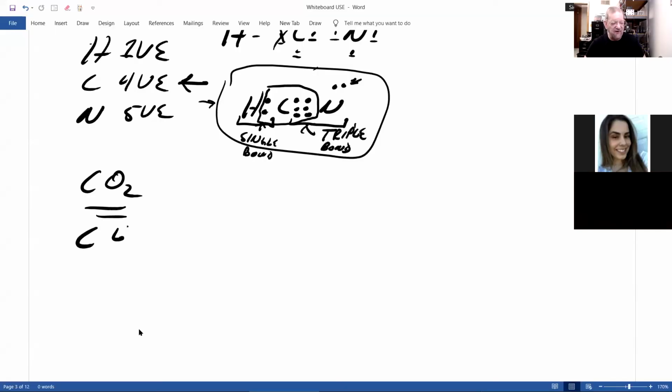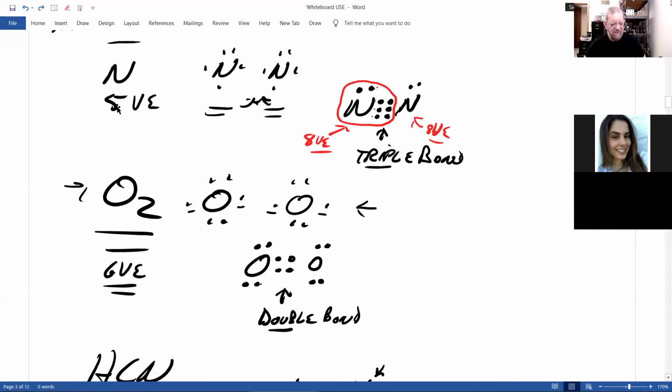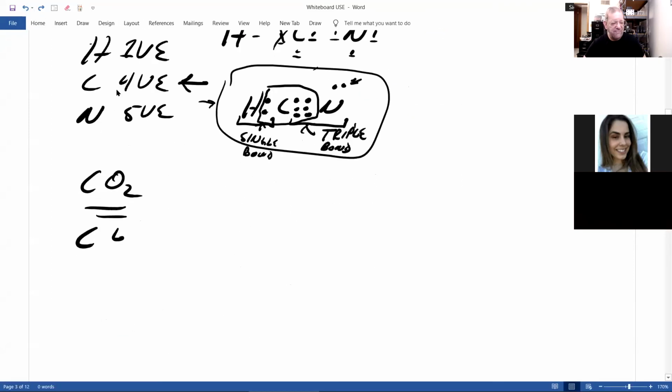Carbon has 4 valence electrons, and oxygen has 6 valence electrons. Now, a carbon has 4 unpaired electrons. Each oxygen has 2 unpaired electrons.